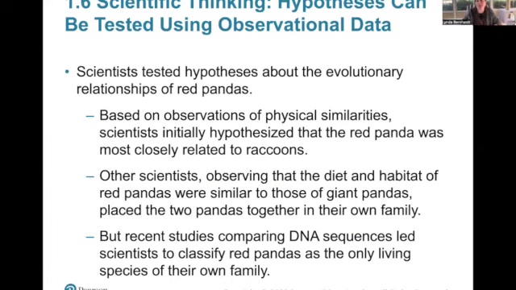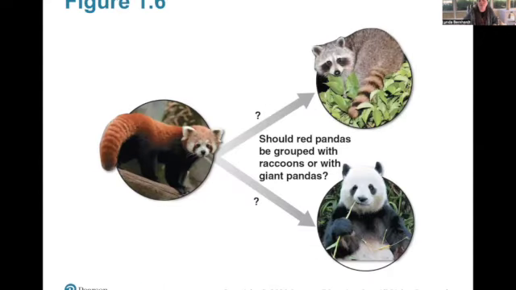So this is talking about evolutionary relationships with the red pandas. We're not really going to be talking about evolution stuff until we get to Bio 124, so not really too worried about this. Just pointing it out because it's here.